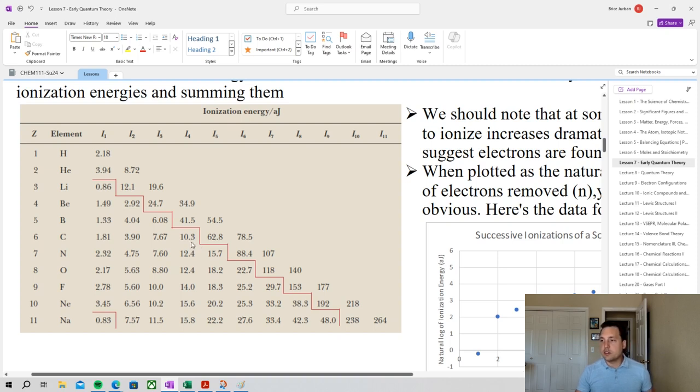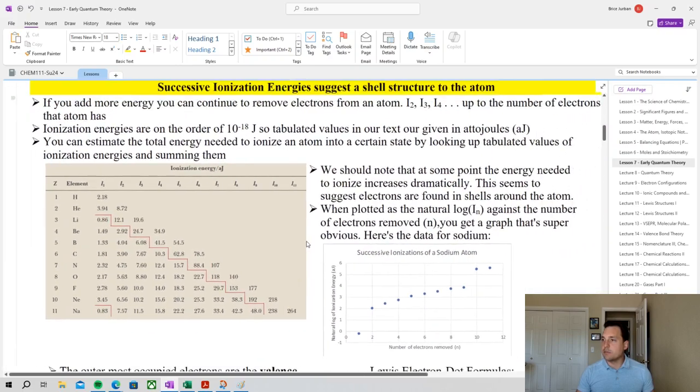At some point, though, if I start to remove a 5th electron from carbon, we end up having to pay a much higher price, a much higher energy requirement, 63 attojoules of energy. That's a lot of energy, and it's so prohibitive that carbon very rarely will ever lose 5 of its electrons. In fact, for a lot of these atoms, you'll notice that same trend. At some point, there's a cost-prohibitive effect, where the requirement jumps approximately tenfold. What is this telling us about the structure of the atom?